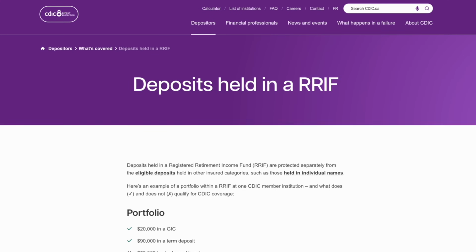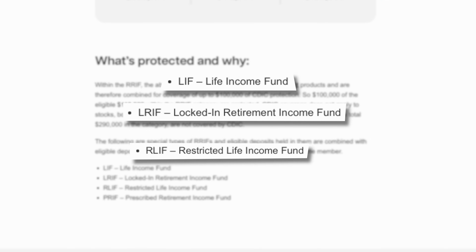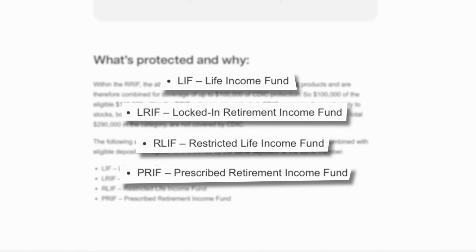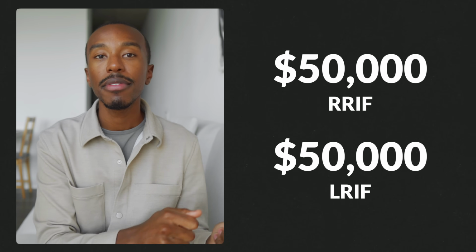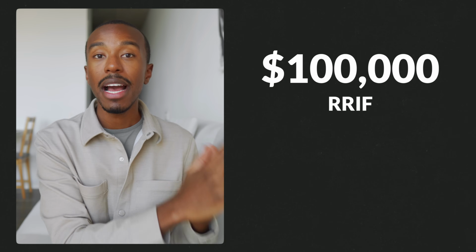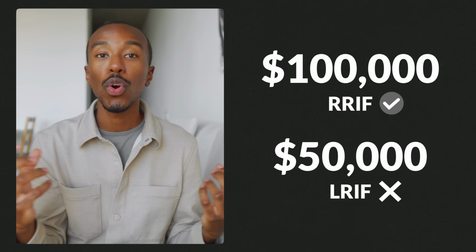One thing that's important to mention is that there are different types of RRIFs. There's LIFs, there's LRIFs, there's RLIFs, there's PRIFs. CDIC provides coverage for all of these different RRIF types, but keep in mind that the $100,000 in coverage would be for a combination of all these types. So if you have $50,000 in an RRIF and $50,000 in an LRIF, all of your money would be protected. But if you had $100,000 in an RRIF and $50,000 in an LRIF, only $100,000 total would be protected.